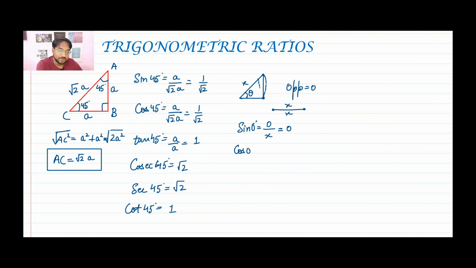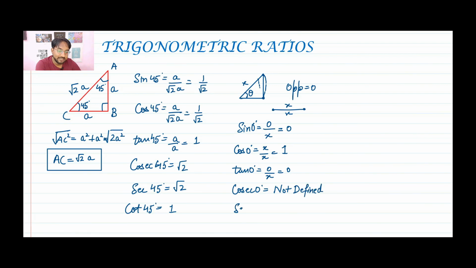Then cos 0, what will be the value? Adjacent by hypotenuse, both are x. So x by x, the value will be 1. Then tan 0, opposite by adjacent. Opposite is 0, adjacent is x, so 0. Then cosecant 0 will be equal to, this is 0 by x, so that will be x by 0. And when there is a 0 in the denominator, it is not defined. For anything, when there is a 0 in the denominator, it is not defined.